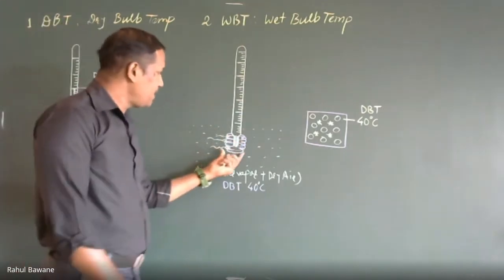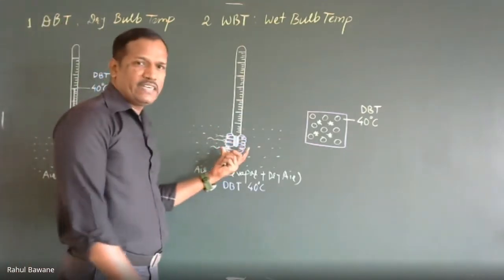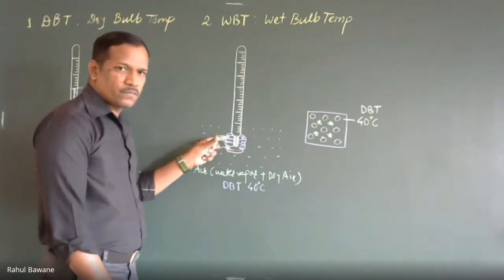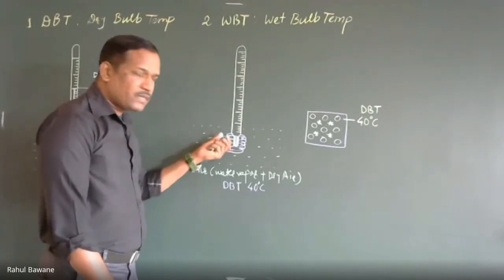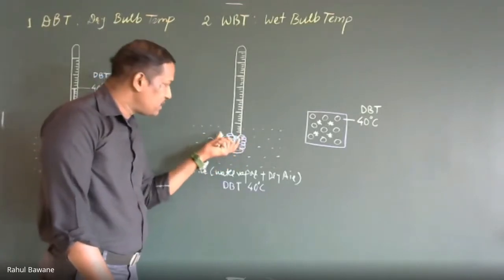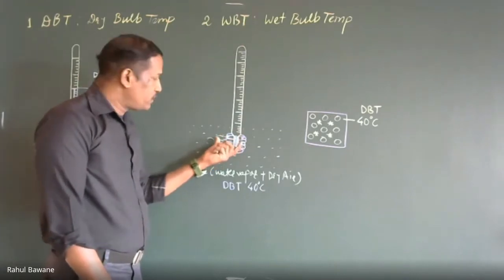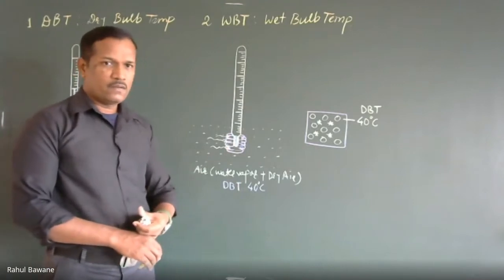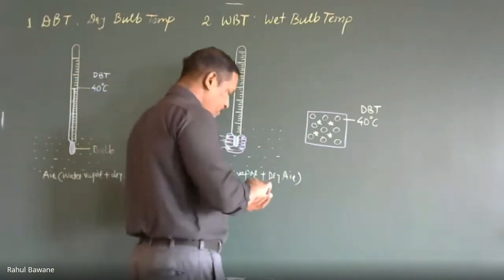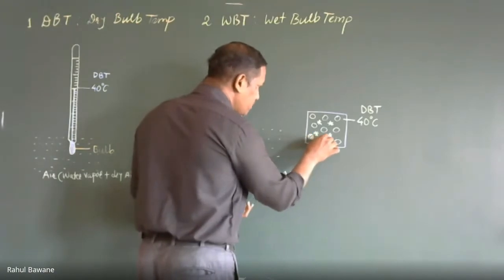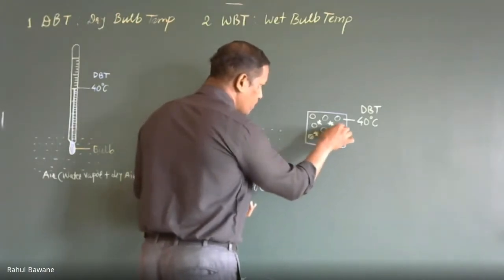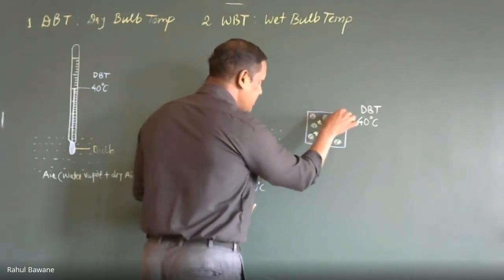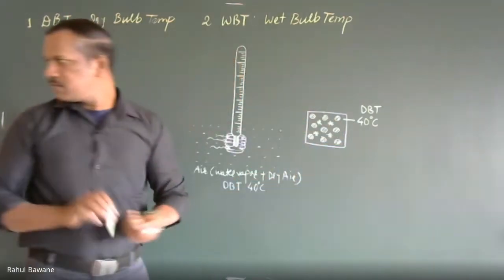Second time we cover this mercury bulb with a wet cloth. At that time, what happens when air enters? So water vapors, water droplets, or you can say water content that is in a vapor form, so it is called moisture. So moisture gets added. Previously, these are the air molecules, and it has moisture, but the moisture content is less.